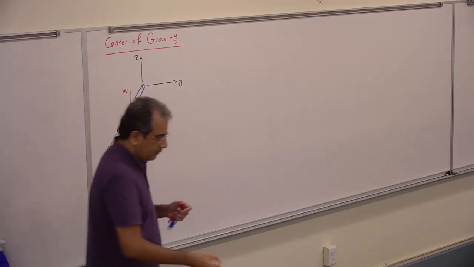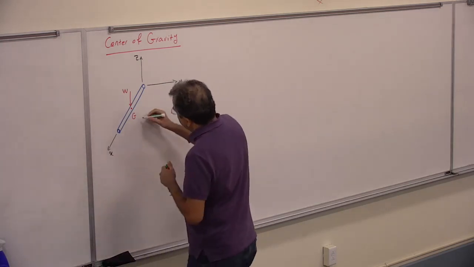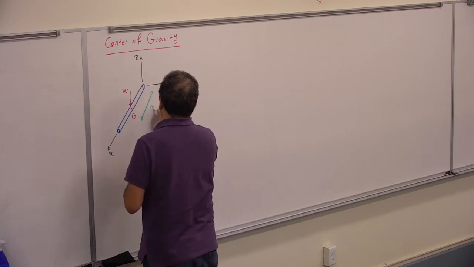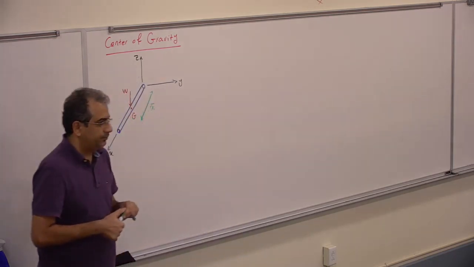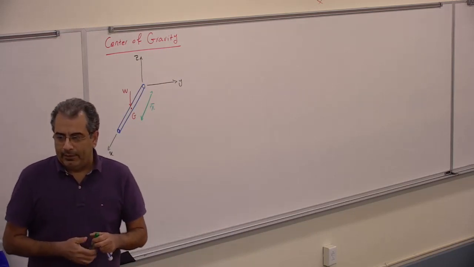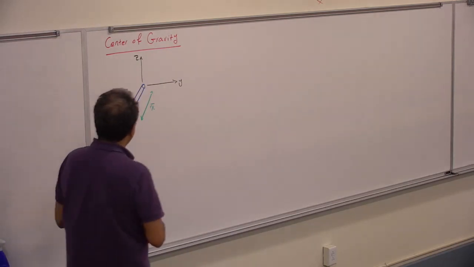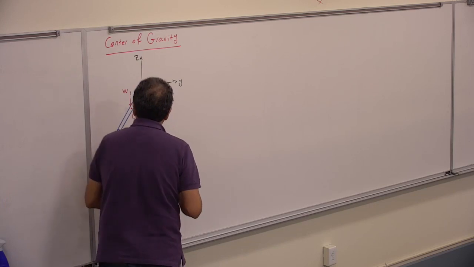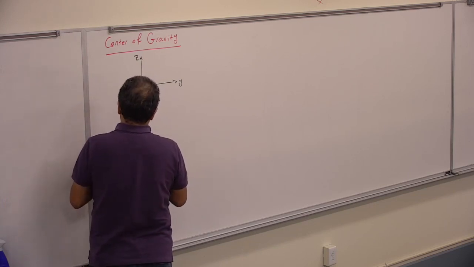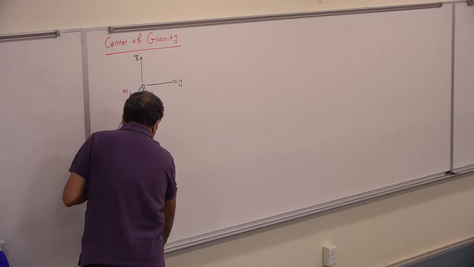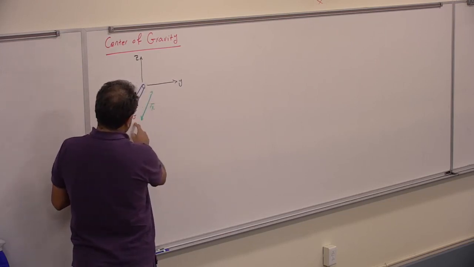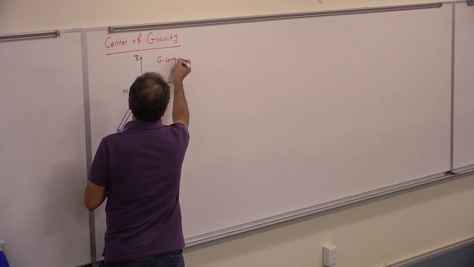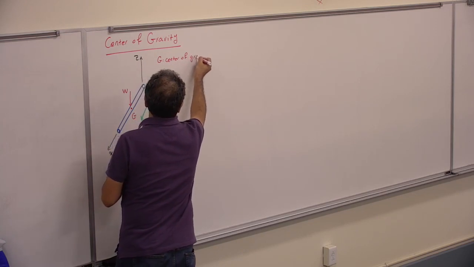And the distance to that point is going to be x bar. G is my center of gravity, just here. G, center of gravity.